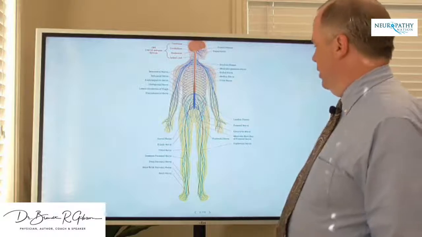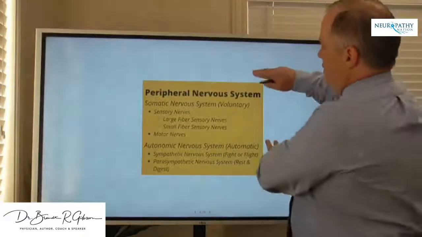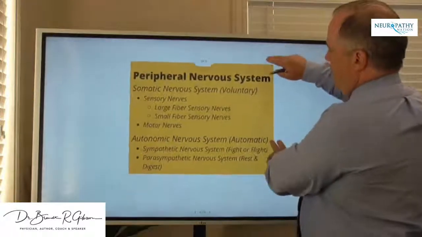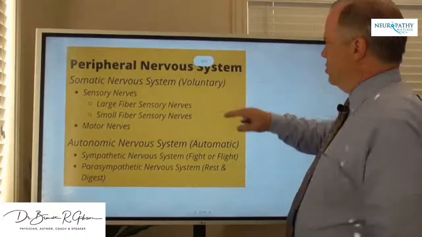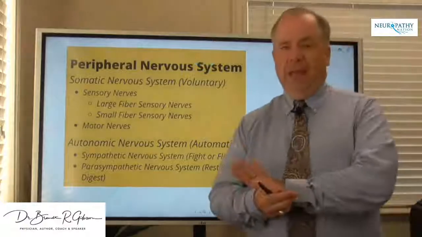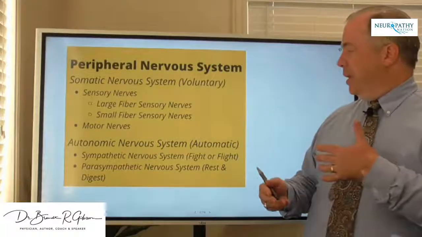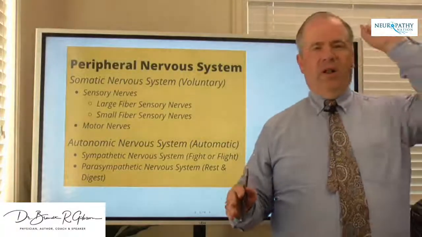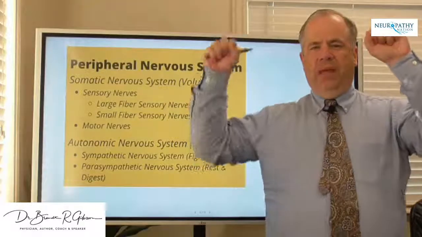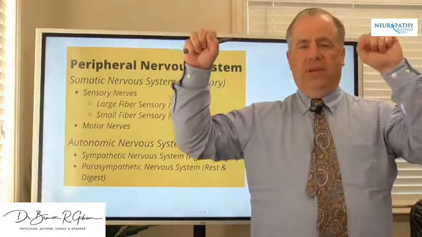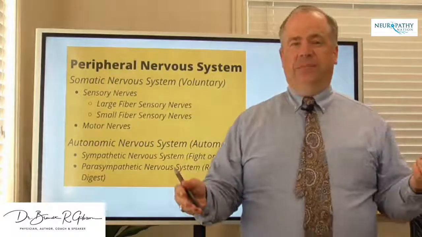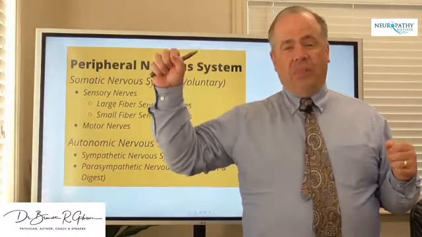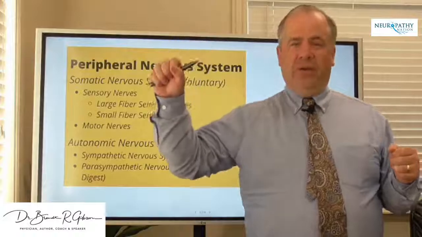Let's keep moving here. The peripheral nervous system is made up of several parts. This peripheral nervous system includes the voluntary portion of the nervous system and the involuntary portion of the nervous system. The voluntary portion is the somatic nervous system, and the involuntary portion is the autonomic nervous system.